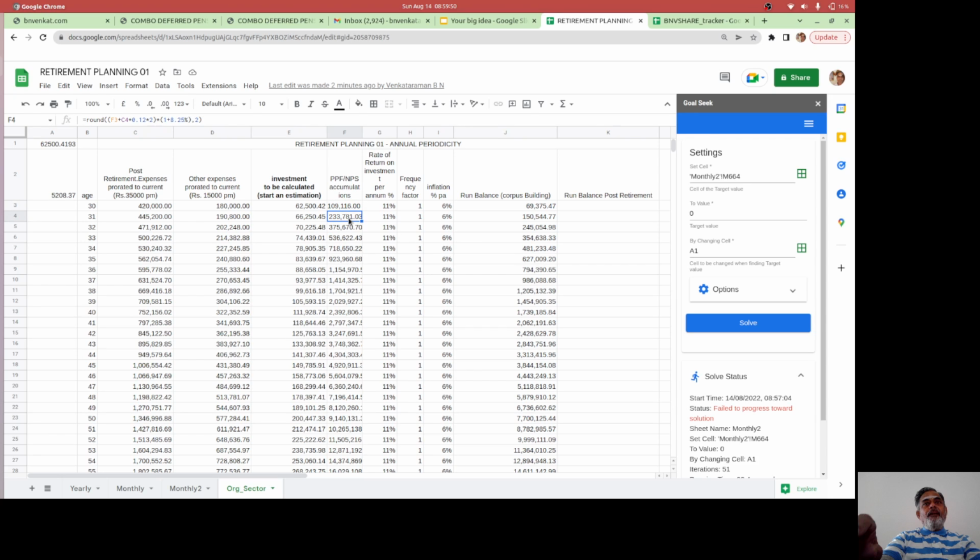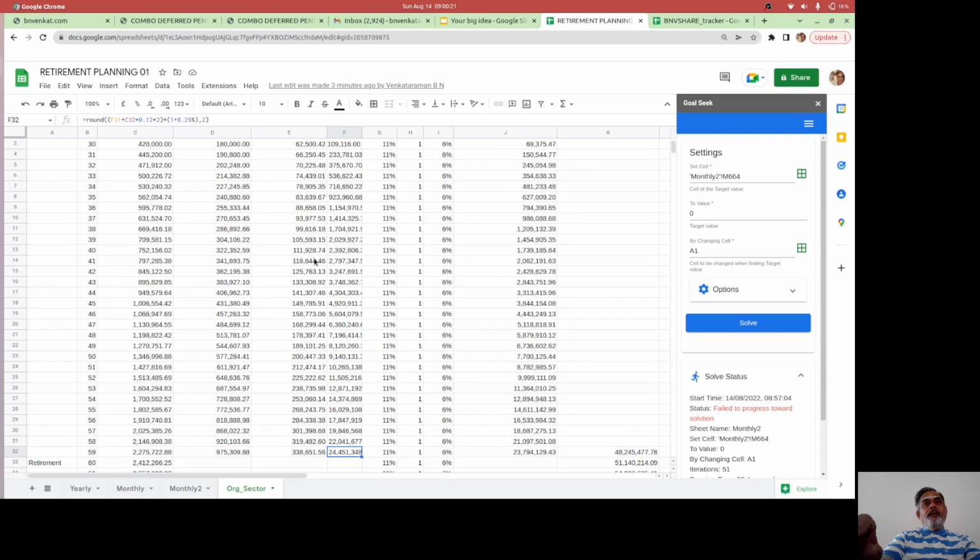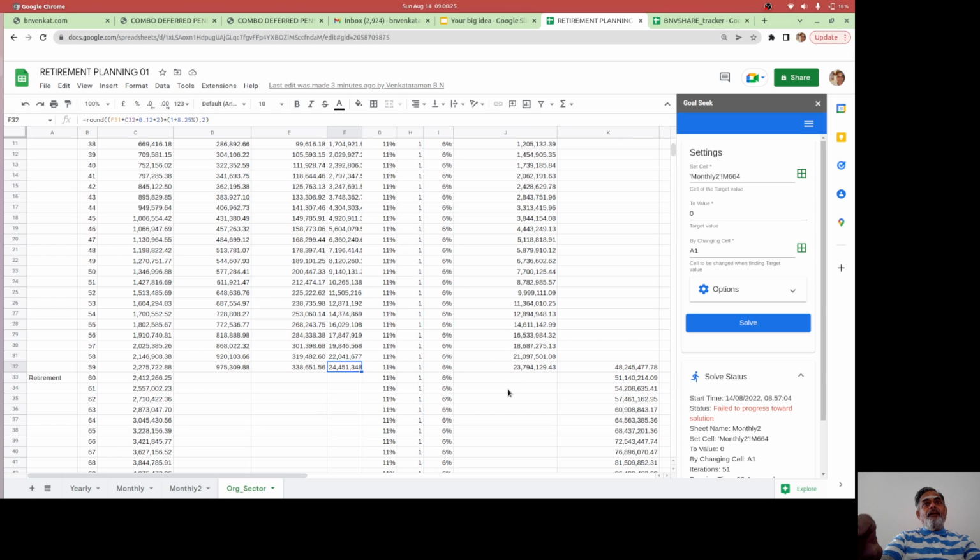And the next calculation is the previous accumulation plus the current year 12% basic plus DA multiplied by 1 plus the interest rate 8.25%, rounded to 2 decimal places, and we are having a corpus of 2.4 crore in the PF, which is too insufficient for our retirement expenses. Therefore, we have to have an additional investment.